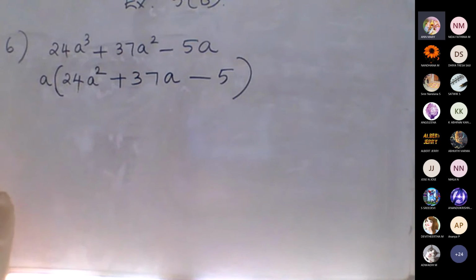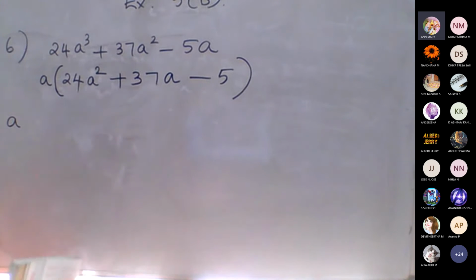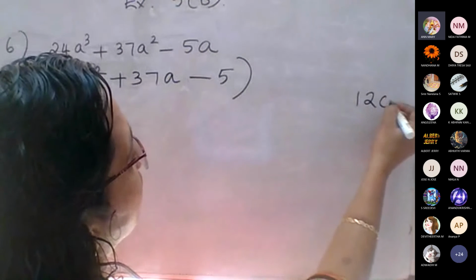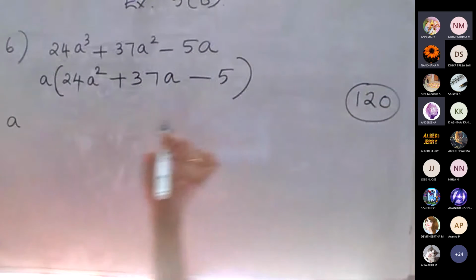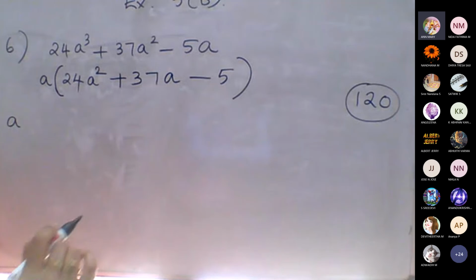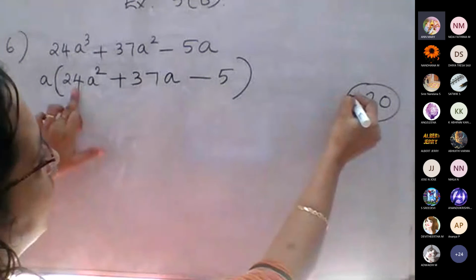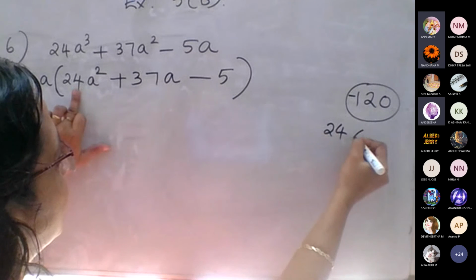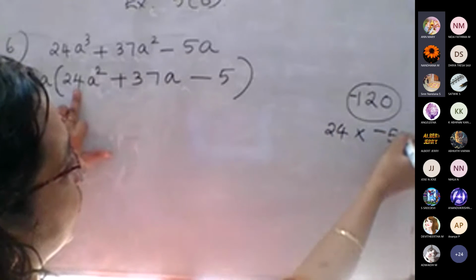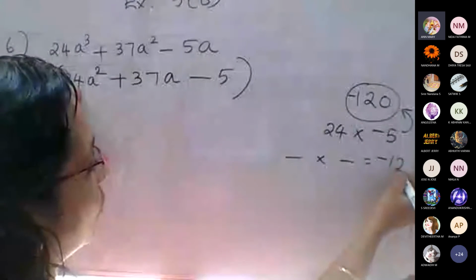Keep a separate. Then do the calculation. Dash into dash should be what? 120. How are you getting that 120? Is it positive or negative 120? Negative. How? That is 24 into negative 5, so that is negative 120. So dash into dash, we want to get negative 120.